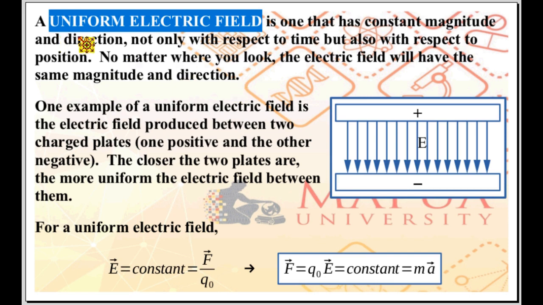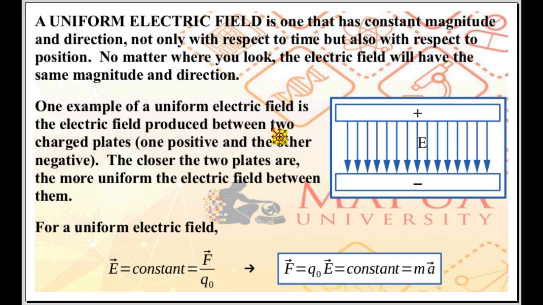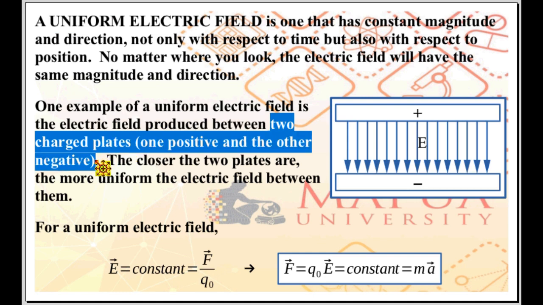In that regard, the electric field produced by a single charge is not a uniform electric field. Again, for a uniform electric field, the magnitude has to be constant, the same for direction, not only with respect to time, but also with respect to position. No matter where you look in the space inside, the electric field will have the same magnitude and direction. One example of a uniform electric field is the electric field produced by two charged plates, one positive, the other one negative.